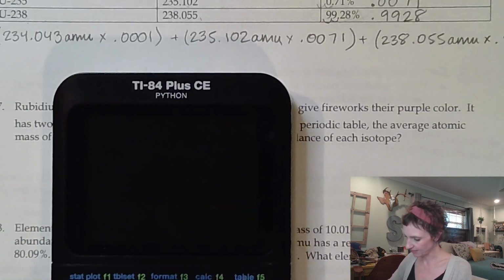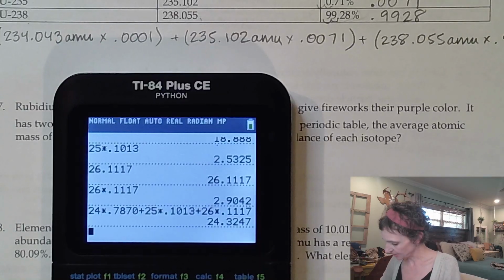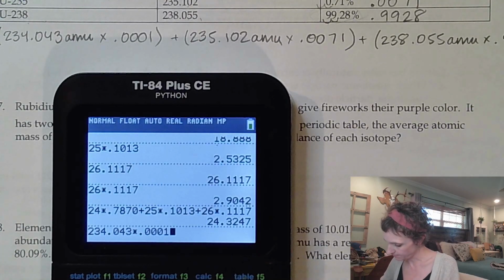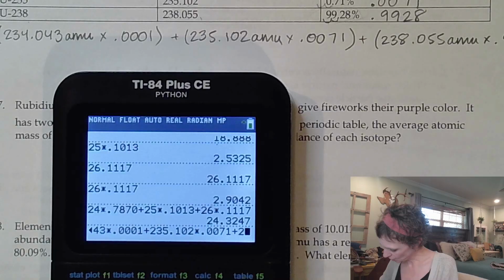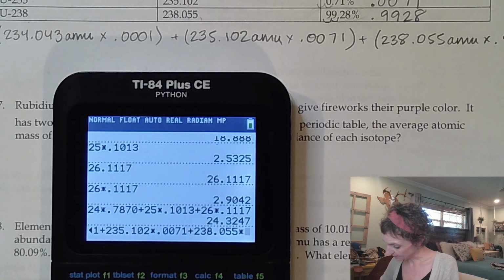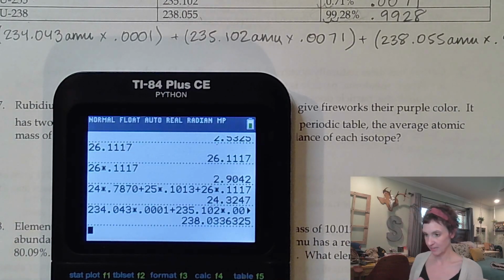I'm going to grab my calculator and get ready to type everything in. So I got 234.043 times 0.0001 plus 235.002 times 0.0071 plus 238.055 times 0.9928. Okay. All right. So my calculator gives me this.